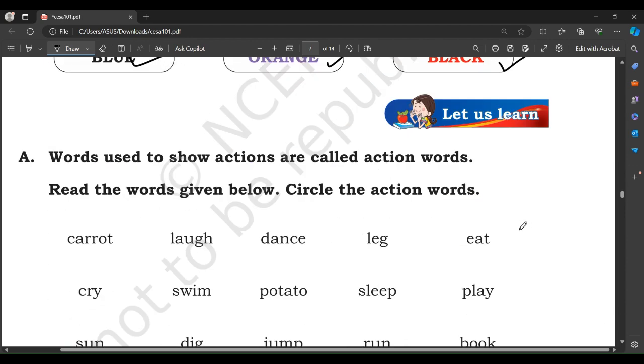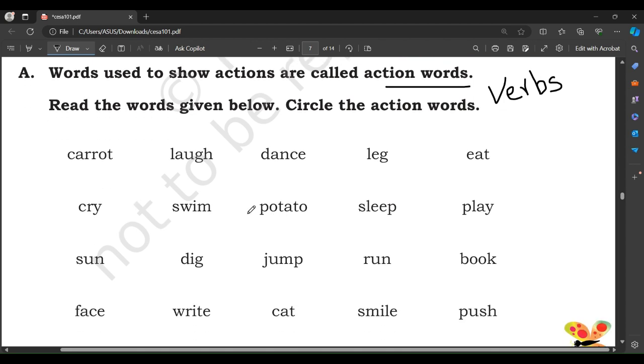Yes. Let us learn. Words used to show actions are called action words. Can you do some actions? Okay, dance, write, read. So many actions are there. The action words are called verbs. What do we call action words? Verbs. Okay.